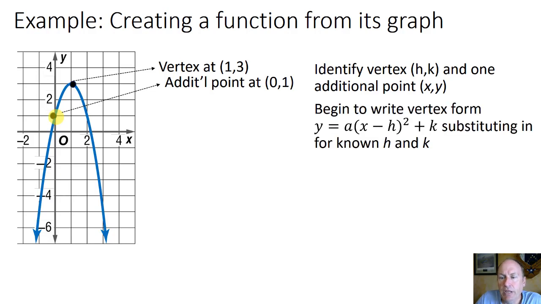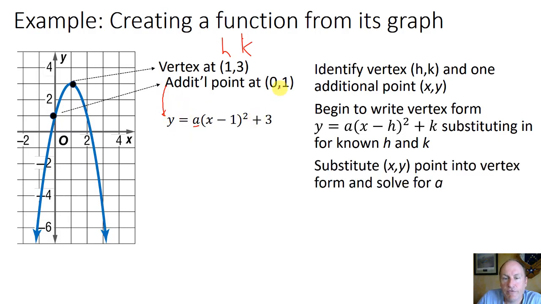So the next thing we're going to do is write out the vertex form: y equals a times quantity x minus h squared plus k. Now that we know the h and k, because they represent the 1 and the 3 of these two coordinates, we're going to substitute that in. So we get y equals a times quantity x minus 1 squared, the h, plus 3. The only real unknown here is a, and we have one additional point, (0, 1). So what we're going to do next is put the x and y coordinates from (0, 1) into the x and y of this equation. That's going to help us find the a, which is the only thing we don't know.